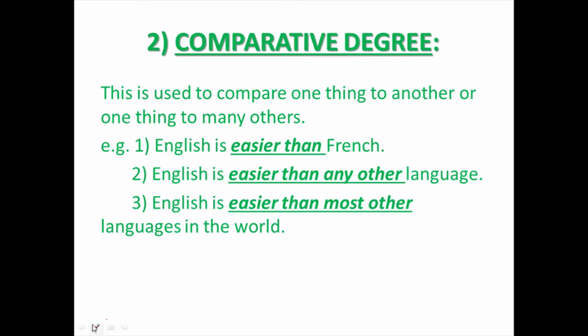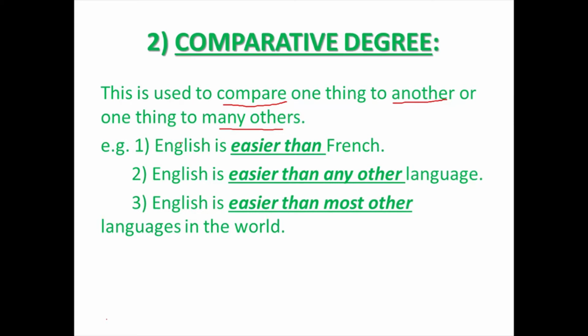Now let's see the comparative degree. Comparative degree is used to compare one thing to another, or one thing to many others. So the comparison may be between two things, or between one thing and many other things. Here are three types of sentence you will find for comparative degree.